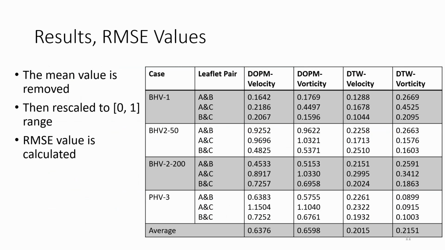We also quantitatively assess the agreement via the root mean square error. The RMSE values between the DTW and the velocity and vorticity parameters are lower than those for the DOPM score and go as low as 0.09, which suggests that DTW is a good indicator of functional symmetry.